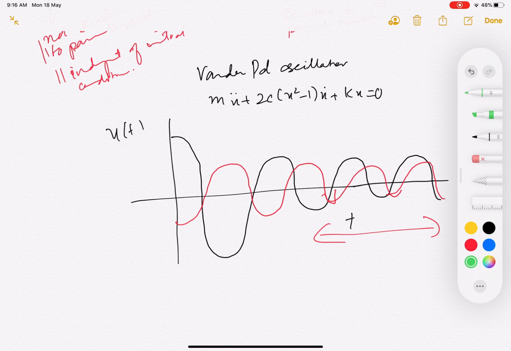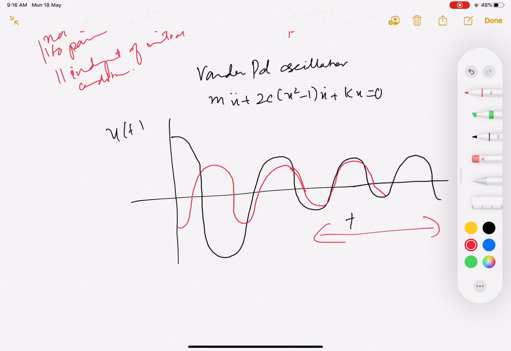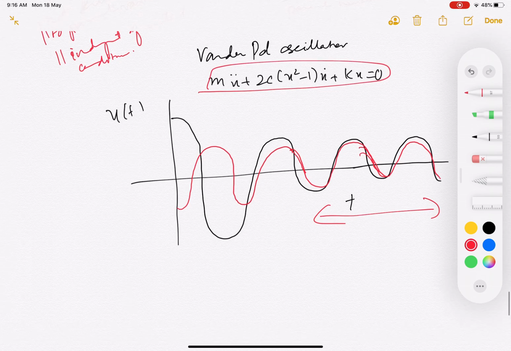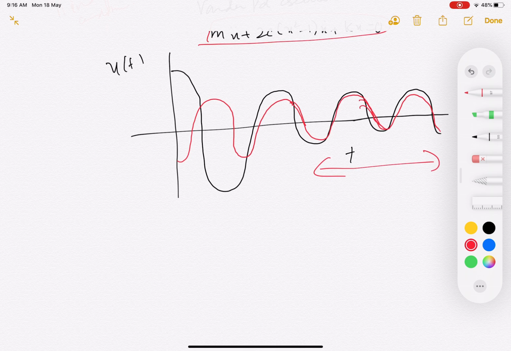Like if you start from some other initial condition, although in the beginning the behavior would be different, finally the oscillatory behavior would be similar, right? An example is the van der Pol oscillator. So this is a very peculiar phenomenon to nonlinear systems.